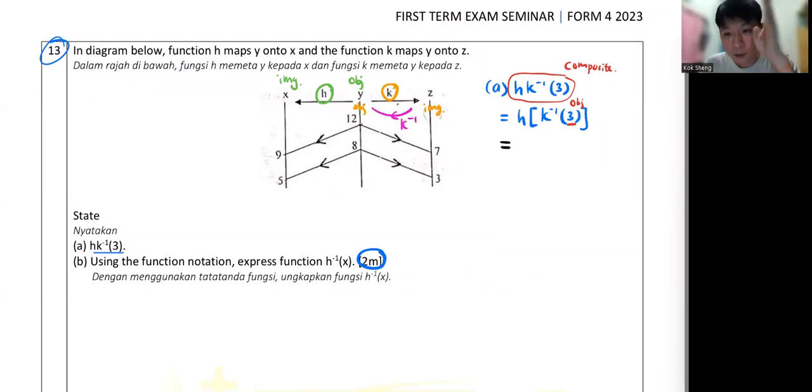Okay, the object and image are reversed, so now it goes right to left instead of left to right. Already right? Yes, correct. It's 8. So this is the object already, and this one becomes the image. Very easy one.